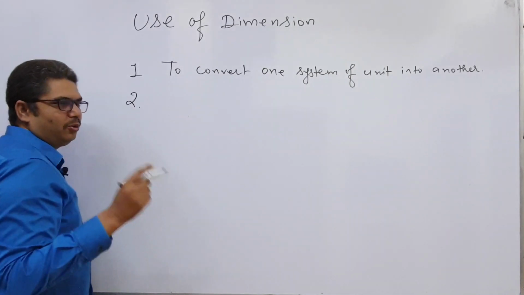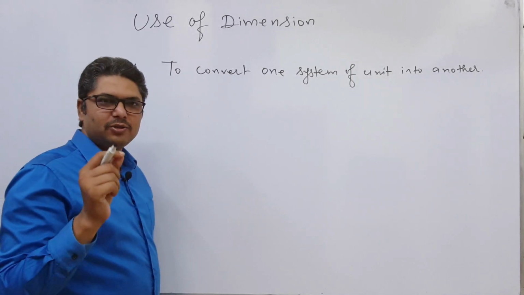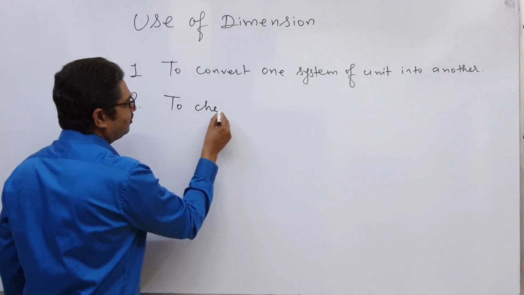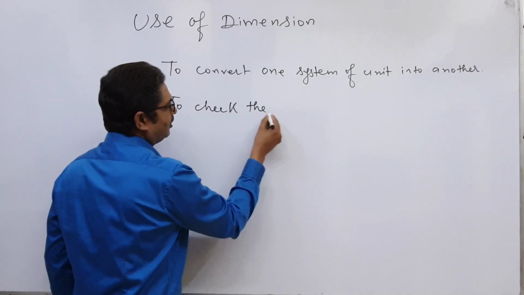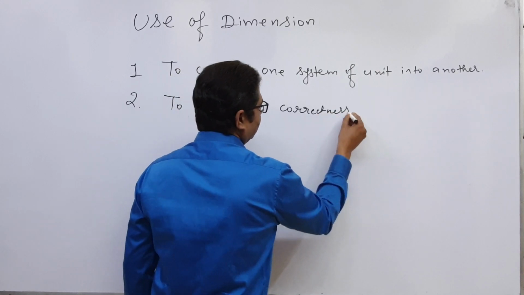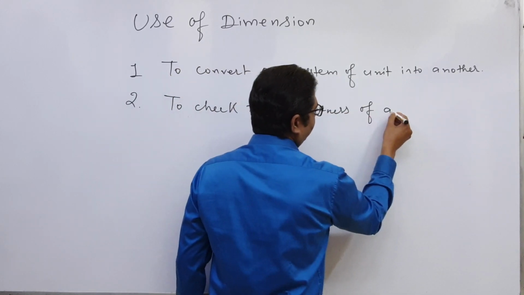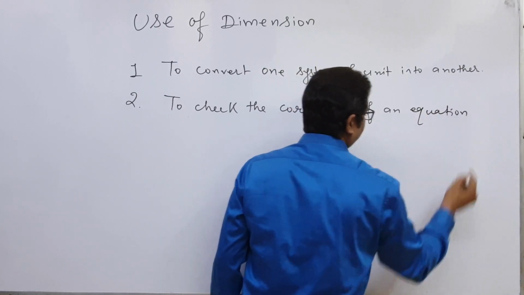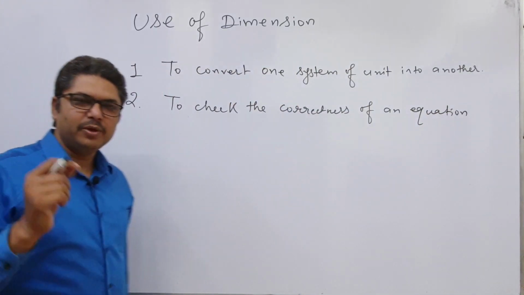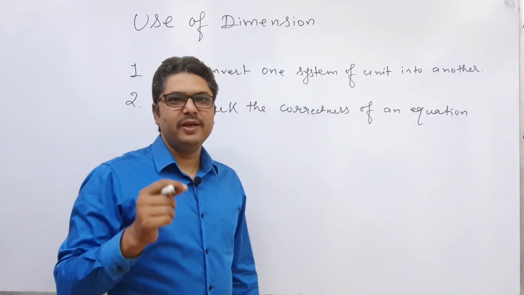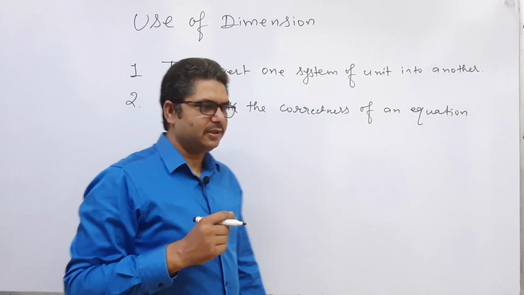Second is to check the correctness of an equation. And number third is to derive an expression among various physical quantities.